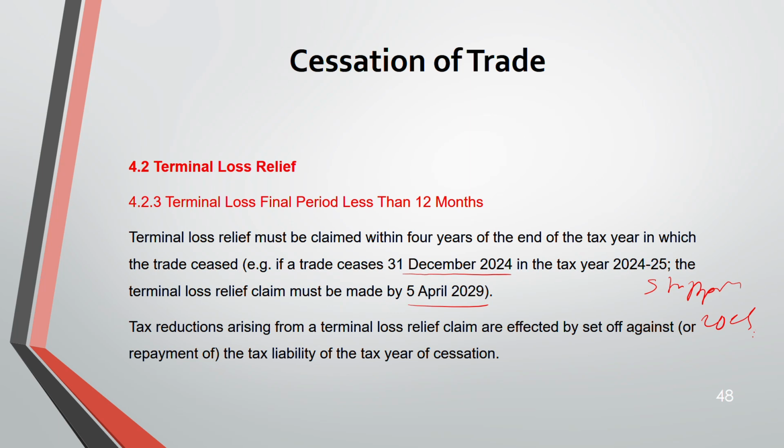So now, tax reductions arising from terminal loss relief are effected by set off against or repayment of the tax. See, how are you going to get the relief? You are deducting the tax, right? Because of this terminal loss relief, in the tax year of cessation, you are going to get the repayment of the tax liability. Earlier you might have paid tax, but now that tax is reduced, so you paid more. So that excess that you have paid, now when you are ceasing that year, you are going to get a repayment from HMRC.